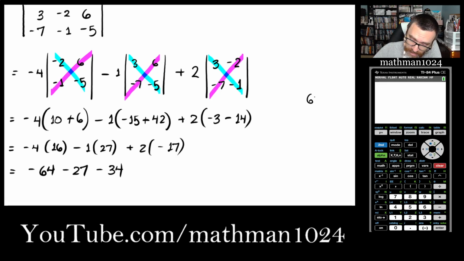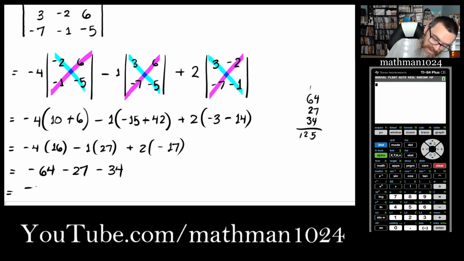I should probably just go there. But I feel like I can't do that. I just can't. So if I add this, that's going to give me 15, carry the 1. That's going to give me 12. Yeah, so we end up with a negative 125. That's the determinant.